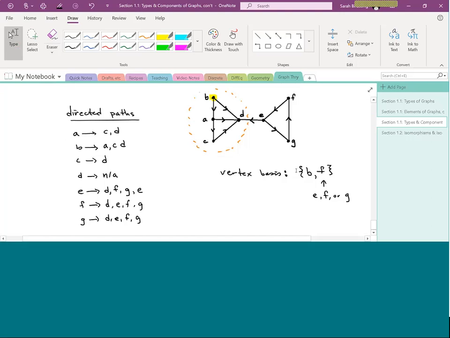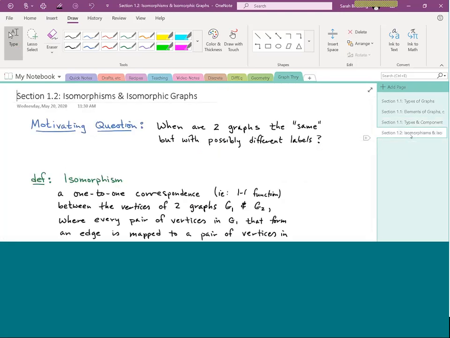So for the last couple of minutes of class, I'm going to give you a heads up in terms of the next section that we're going to cover. The next section is going to deal with isomorphic graphs. Isomorphic graphs are when you have two graphs and, roughly speaking, they're the same graph, they were just drawn differently. Now it's way more than that.